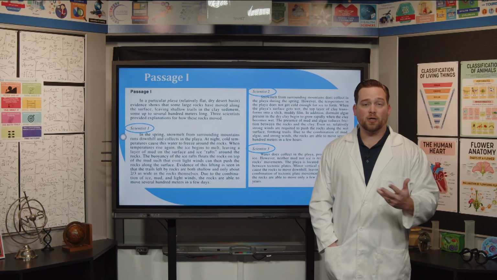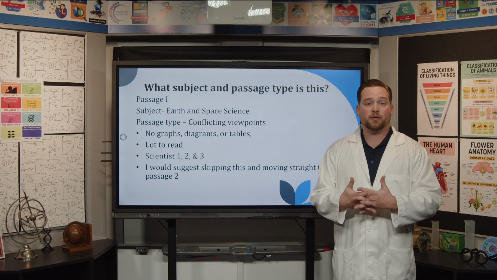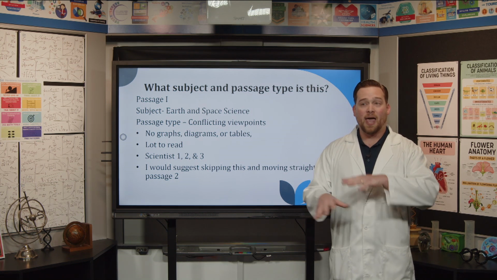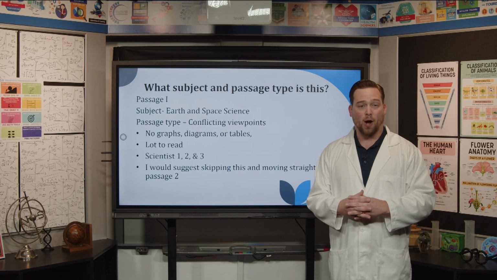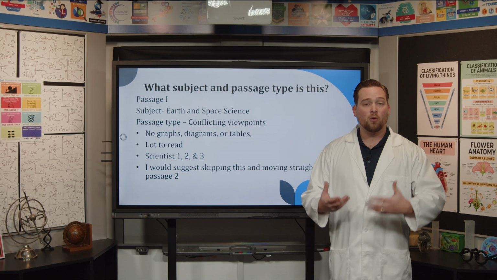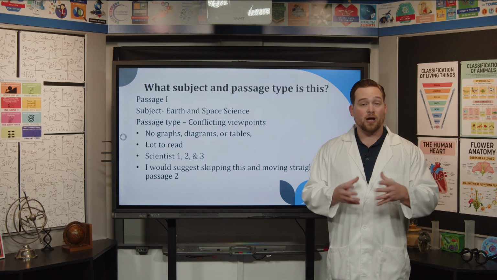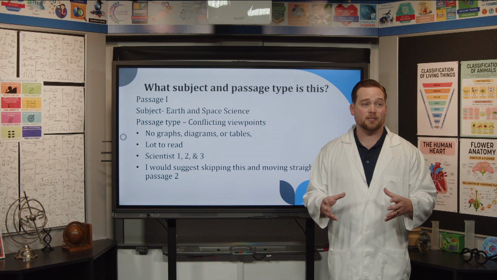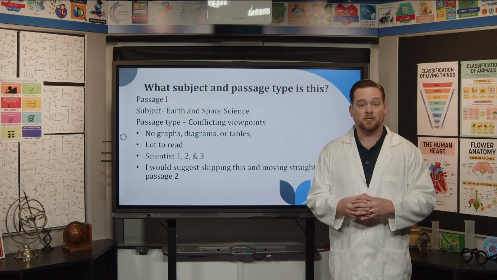Okay, so for this one, here's what we should have come up with. For passage 1, the subject for this is Earth and space science. Okay, it's talking about playas and different ice formations and some geological questions. The passage type here is conflicting viewpoints. Well, how do we know that? Well, it's giving us 3 different scientists and their explanation of what's happening here. So the viewpoints of the different scientists are a little different. So there are conflicting viewpoints in this passage.